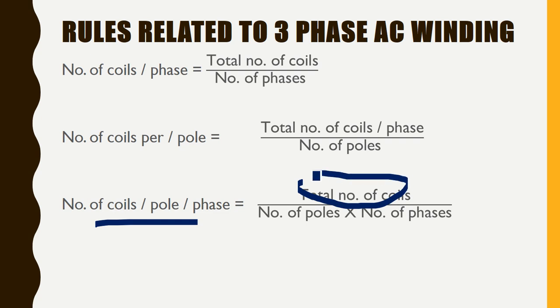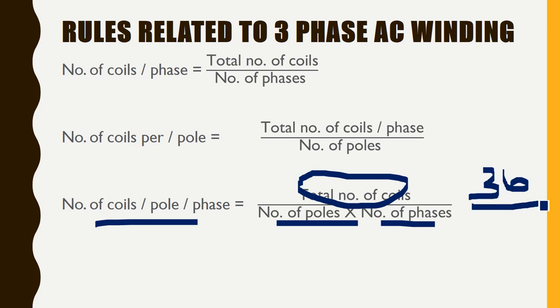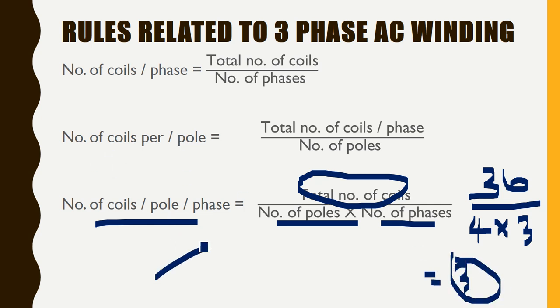The next is number of coils per pole per phase: the total number of coils divided by number of poles and number of phases. Let us calculate the previous one: 36 total coils divided by 4 poles and 3 phases. So 36 divided by 12, again we get 3. So whatever we got in the second equation is directly calculated like this. We may require all these formulas before doing our development diagram.